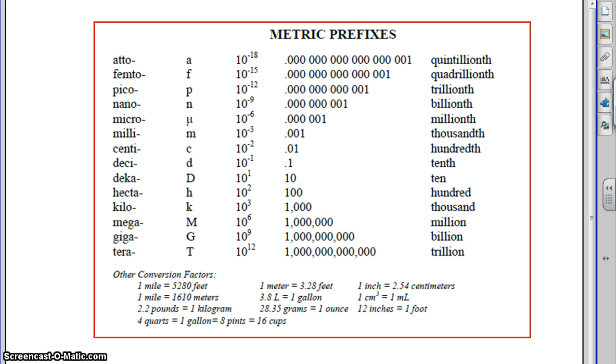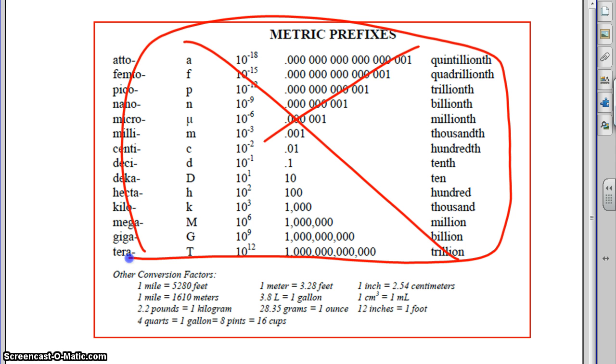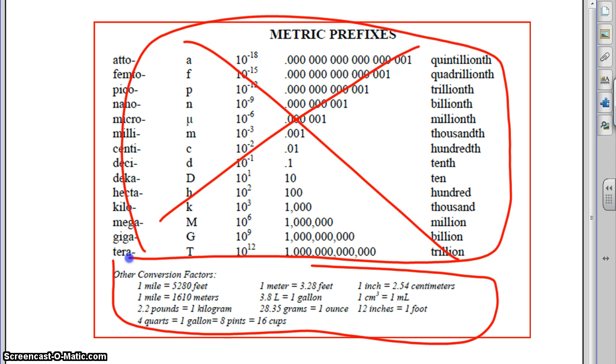The metric prefixes are at the top. That's important, but not for this lesson. Today I want to focus on these other conversion factors. Not all of them, but many of them. Many of those contain English to English conversions or English to metric conversions. Here's an English to English. Here is an English to metric. Pounds to kilograms, that's English to metric. Here's quarts to gallons to pints to cups, that's English to English to English to English. But you can get the idea.